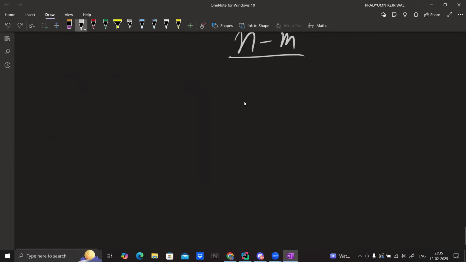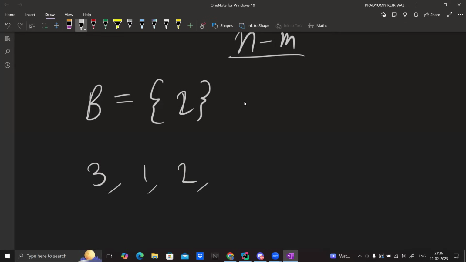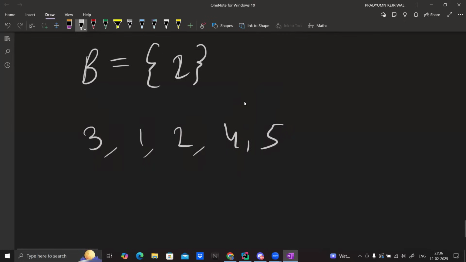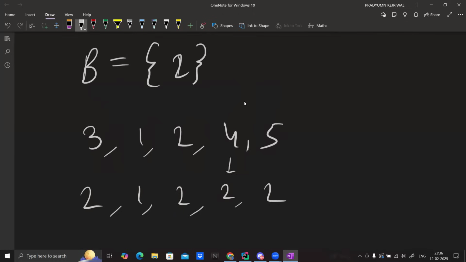Like if the length of B is 1, let's say B is just 2, for example, then the case is trivial. Then you can just traverse over the array A. Let's say we have 3, 1, 2, and 4, and let's say 5. Then basically you will just replace whatever the elements are greater than 2 with 2. So you will replace 3 with 2, then 1, 2, and then you replace 4 with 2, and 5 is also 2. So this is the case when the length of B is 1. You just replace all of the numbers greater than 2 with 2.